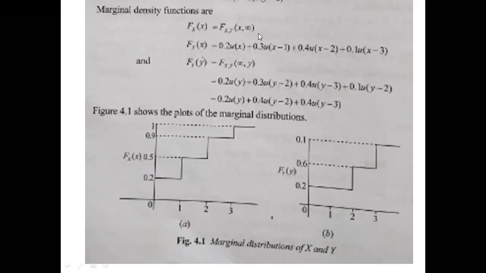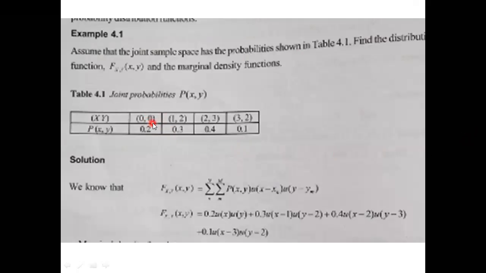Okay, in the same way for y random variable, how to calculate for y? So here we need the marginal distribution function for the random variable y, so we treat x as infinity. Then capital Fy of y equals capital Fxy of infinity comma y. Okay, so here there is no x term. That's why 0.2, see the table here. 0.2 u of y minus 0 plus 0.3 u of y minus 2 plus 0.4 u of y minus 3 plus 0.1 u of y minus 2.